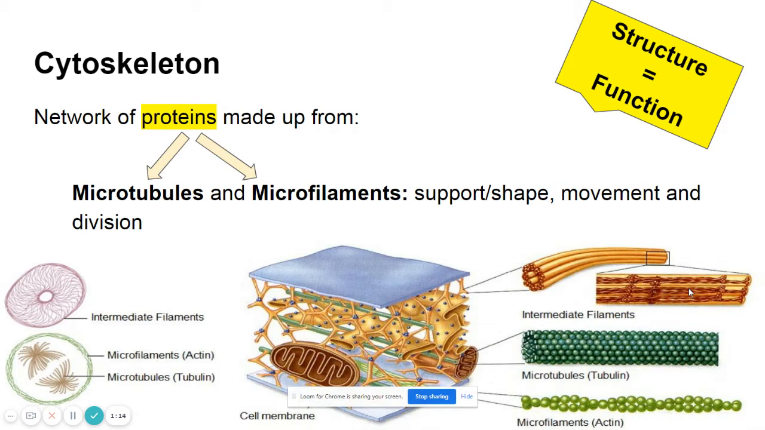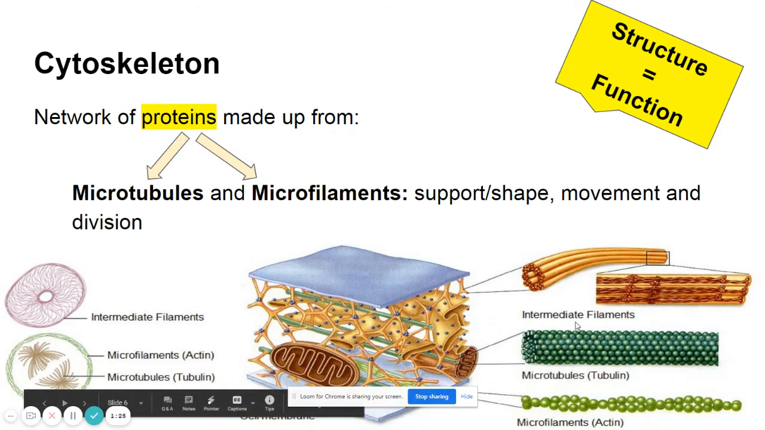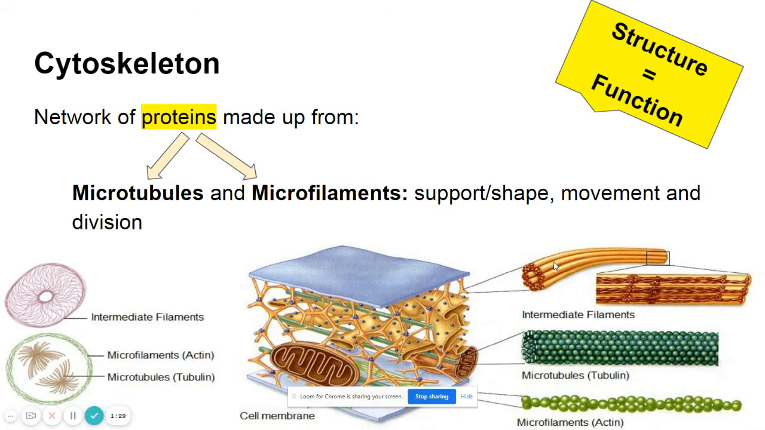The cytoskeleton is a network of proteins made up from microtubules, microfilaments, and intermediate filaments. Now, if you look at these different types of proteins that make up the cytoskeleton, you will notice that they have different structures. Now, whenever something has a different structure or a specialized structure, this usually will represent its specialized function. So structure always reflects function when we are discussing concepts in biology.